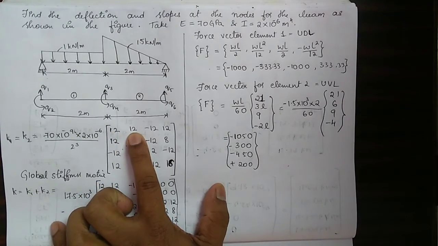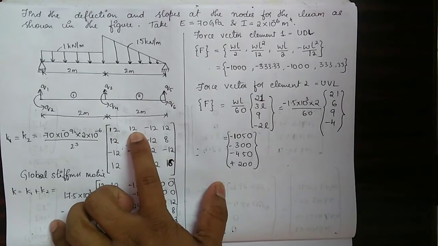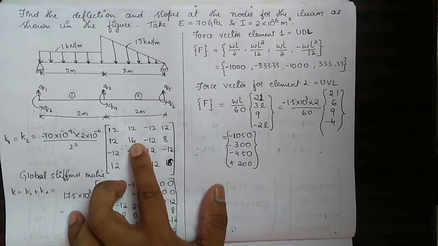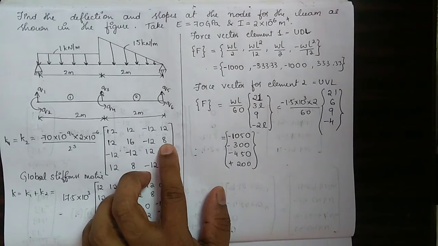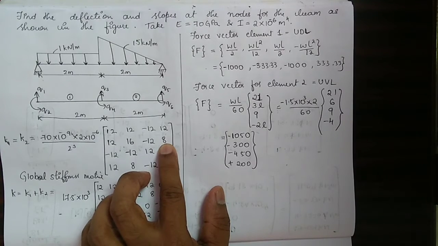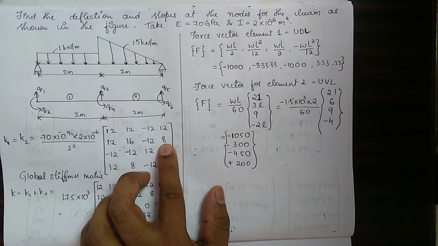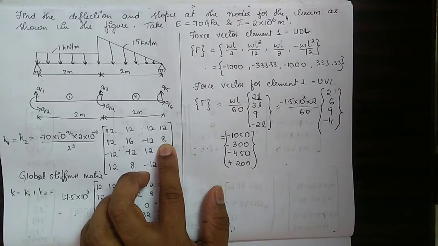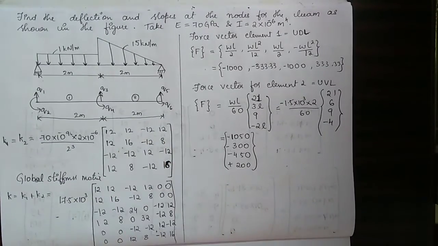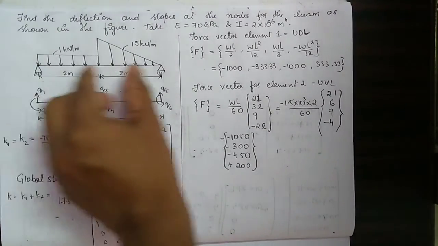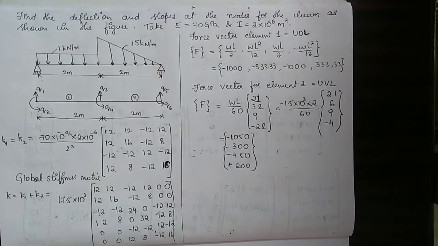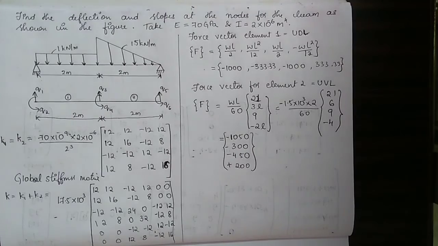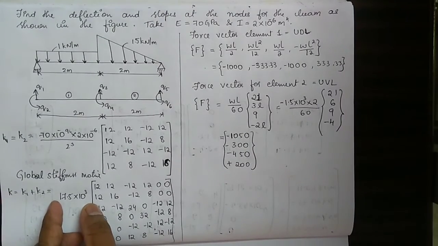That's why 6L is 6 into 2, 12, and 4L square, 4 into 2 square, 4 fours are 16, and 2L square, that is 2 into 2 square, that is 2 into 4, 8. So like that you will get K1, and K2 is the same. Since both elements have the same length, you will get the same value. EI by L is the same for both elements. So I will get 17.5 at that point.